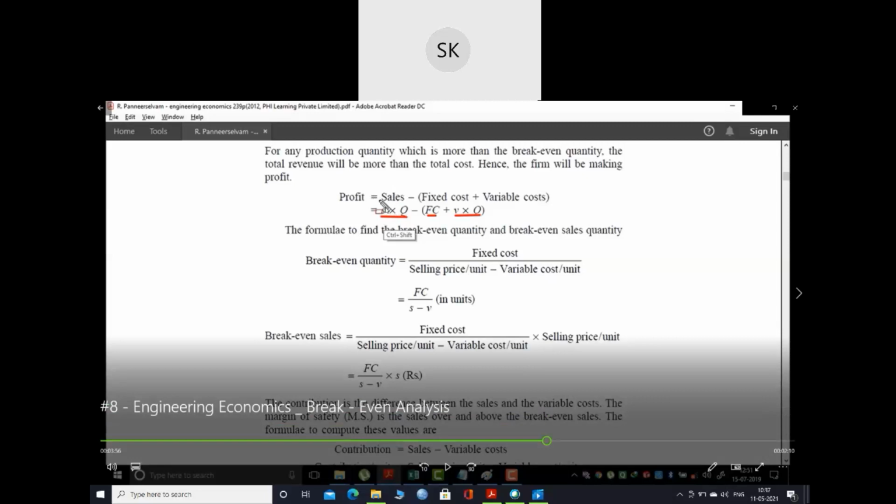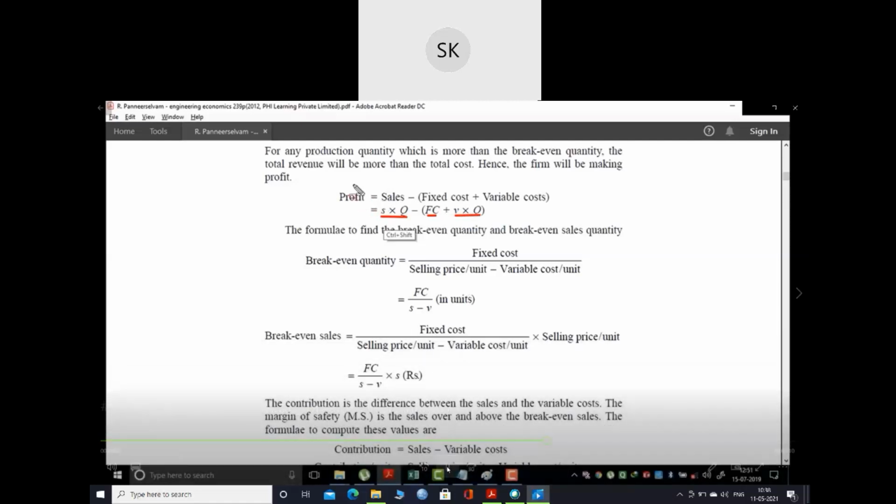So the sales is your selling price, S into Q, and cost price is your total cost, which is fixed cost plus variable cost. Okay, these two equations we got earlier, right? So your profit is selling price minus cost price. So selling price is S into Q, and cost price is your FC plus V into Q. Okay, so just remember this formula: break even quantity, break even sale. Remember all these formulas. Okay, we'll solve some numericals. This formula becomes the formula for the profit.